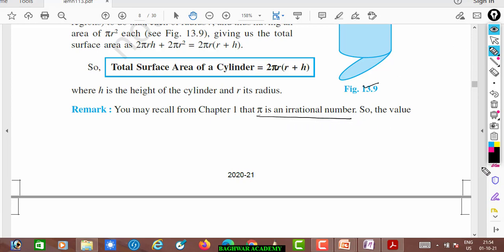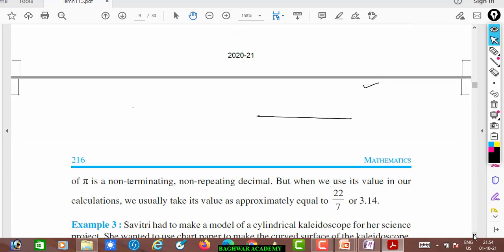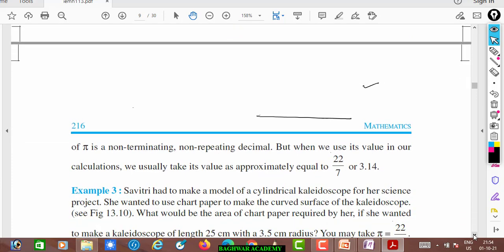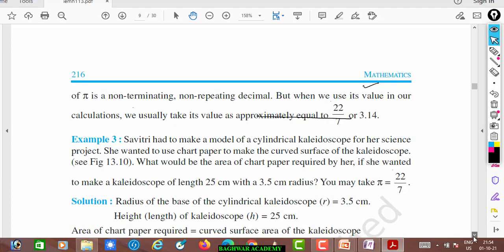Pi is an irrational number. The value of pi is a non-terminating, non-repeating decimal, but when we use its value in our calculations, we usually take its value as approximately equal to 22/7 or 3.14. This is not the exact value of pi. One example has been given, just you see.